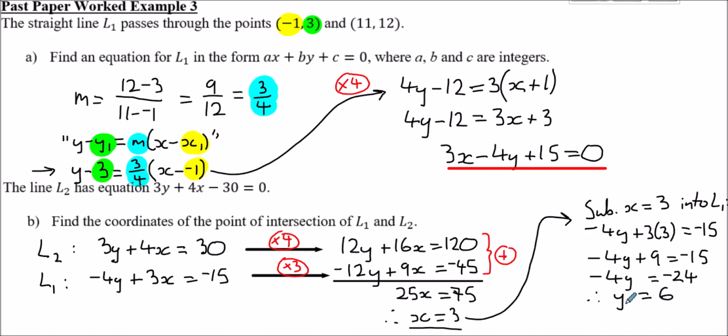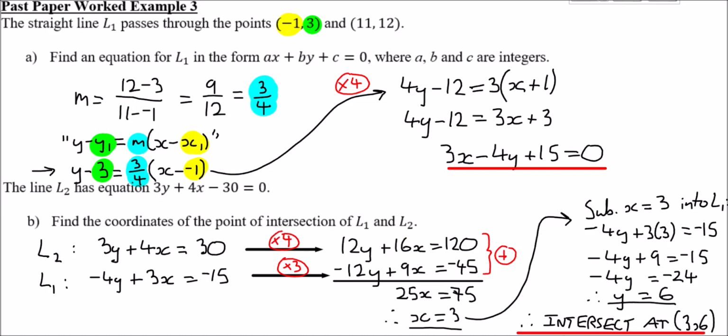So we've got that x is 3, we've got that y is 6. So we're done. So therefore, L1 and L2 are going to intersect at the point where x is 3 and y is 6. And we're done. So that's all the worked examples I'm going to show you today.